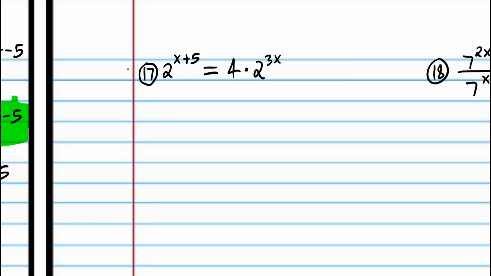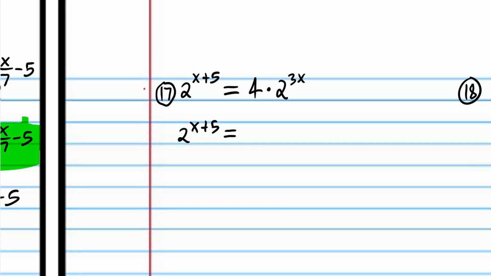Also, I guess you could combine them if you used rule number 3, but rule number 3 would require us to have a 3x on the 4. Then we could say that that's equal to 8 to the 3x. That would work. But again, we don't have a 3x on the 4, so we can't do that.